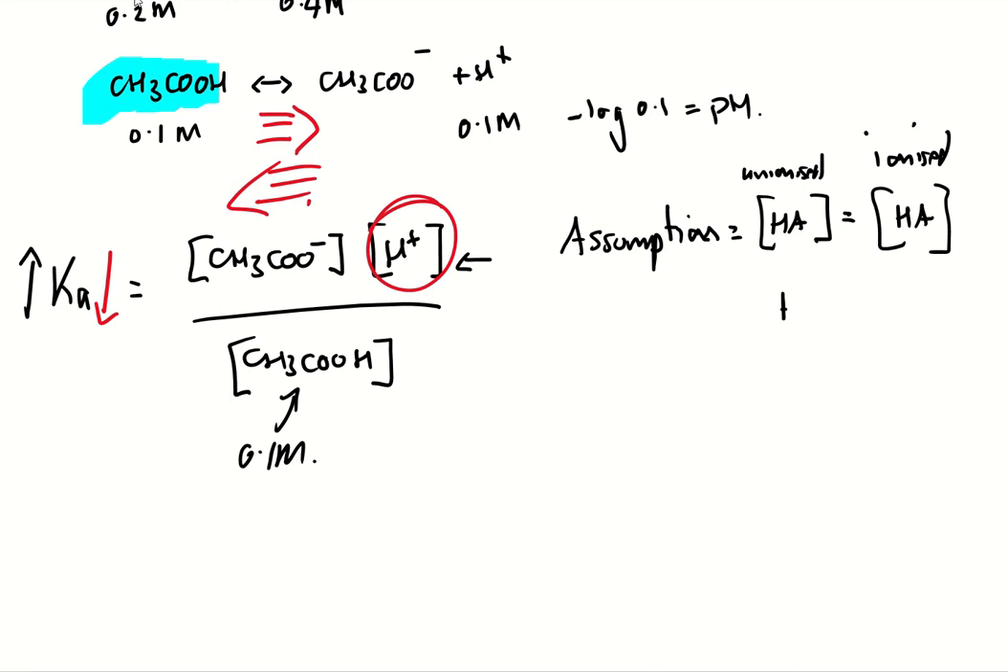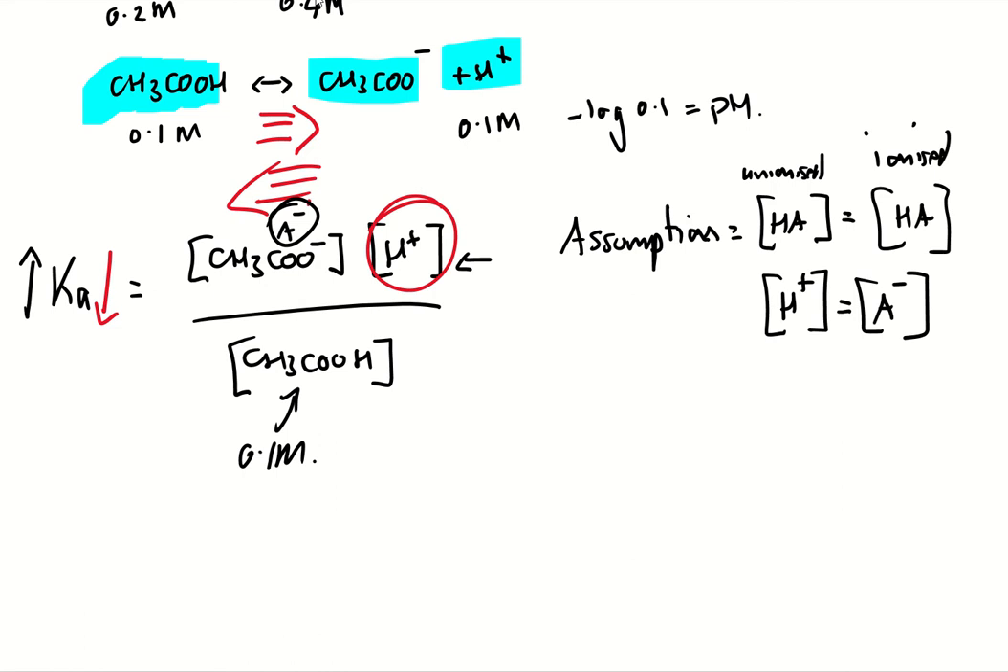The other thing that we're going to do is assume that the concentration of the H+ is equal to the concentration of the A-. So in this case the A- is the ethanoate ion, okay, and you might say, well, if we look at the equation up here, the A- and the H+ are made in a 1-to-1 ratio, so they must be equal.